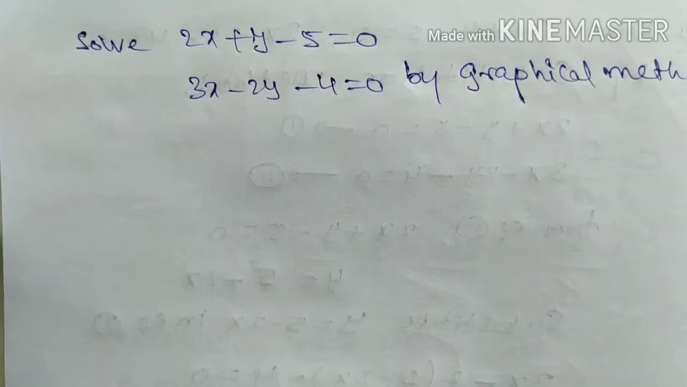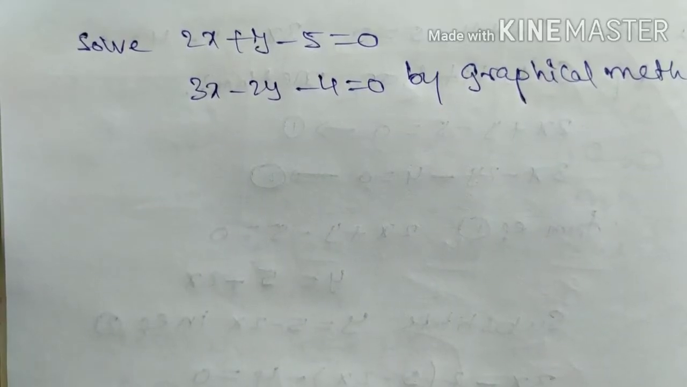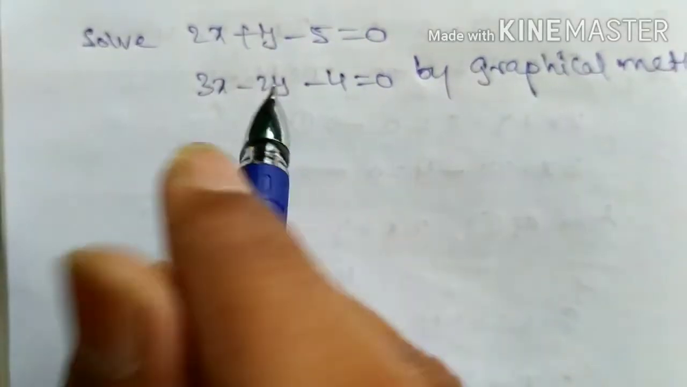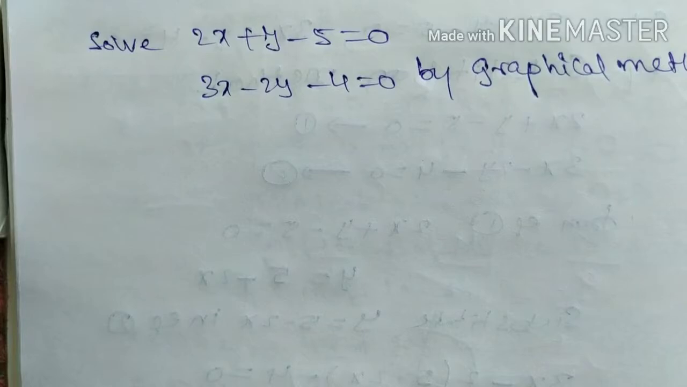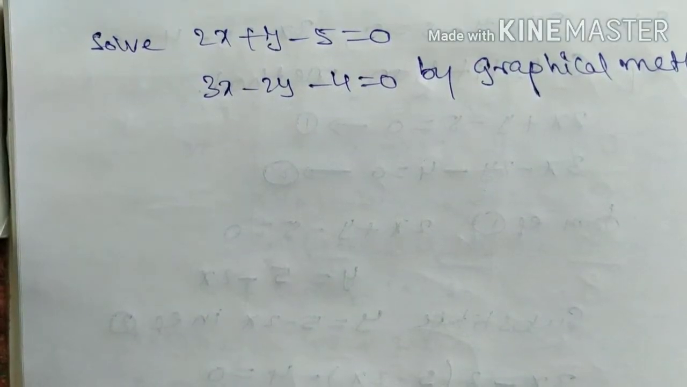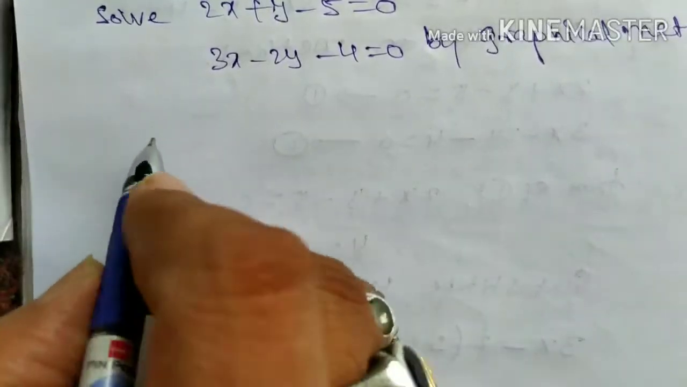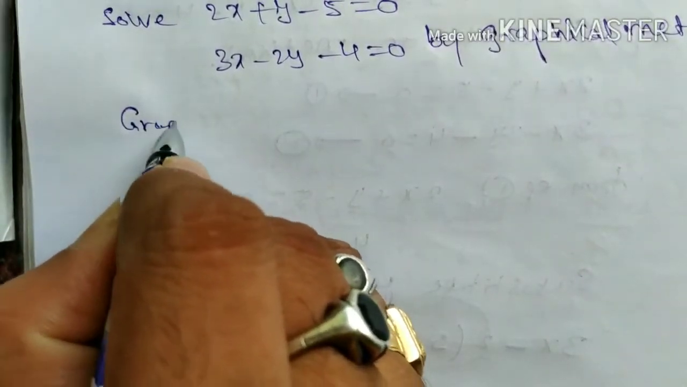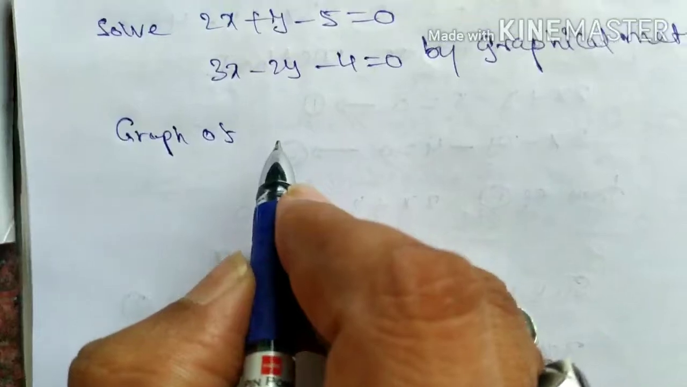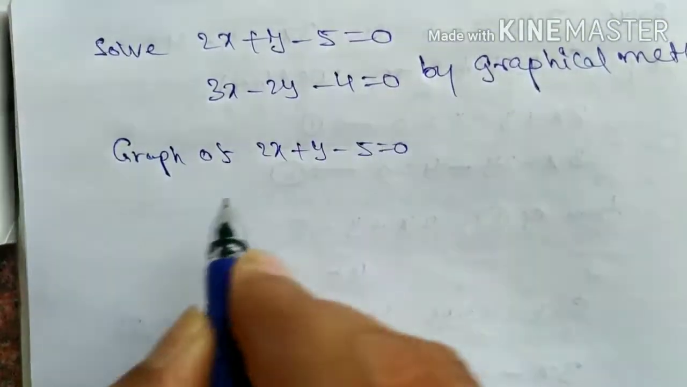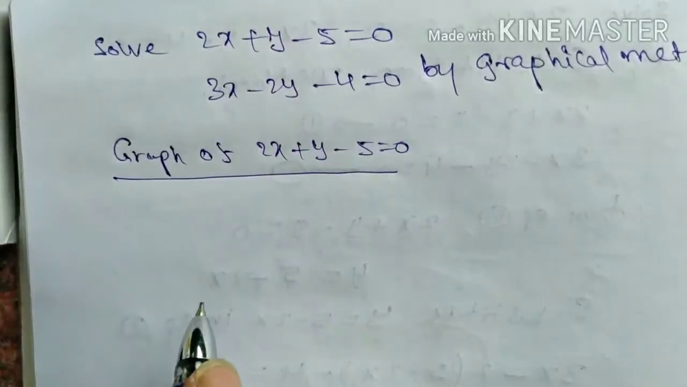Solve 2x plus y minus 5 is equal to 0, 3x minus 2y minus 4 is equal to 0 by graphical method. So first we can solve these two equations. Find the solutions for these two equations separately, and after that do the graph. So we can take first equation, graph of, what is the equation? 2x plus y minus 5 is equal to 0. This is the first graph of first equation.